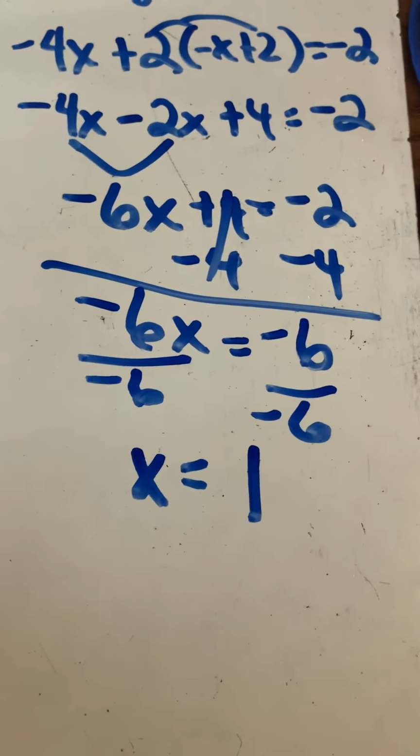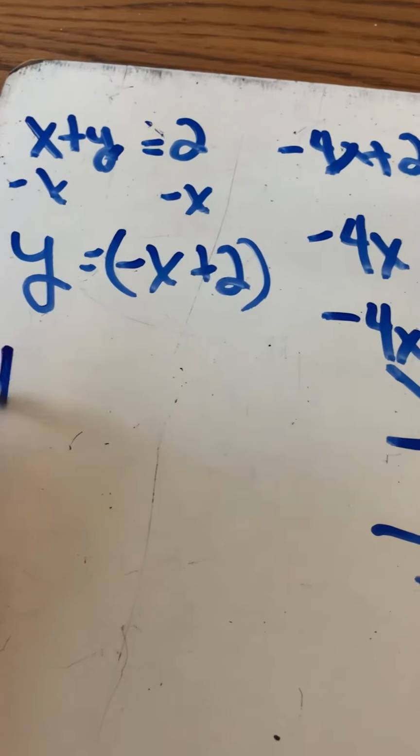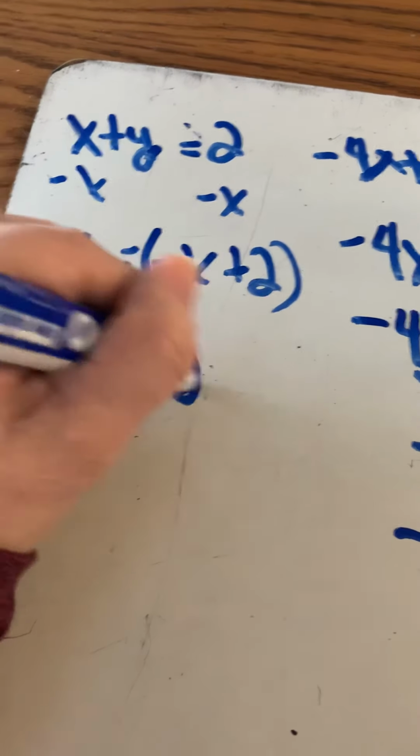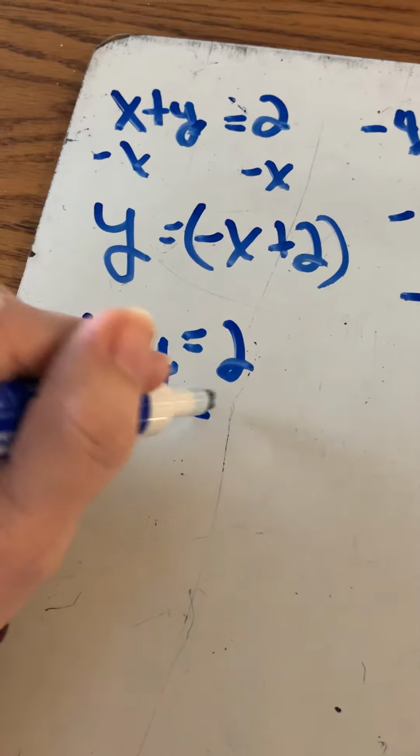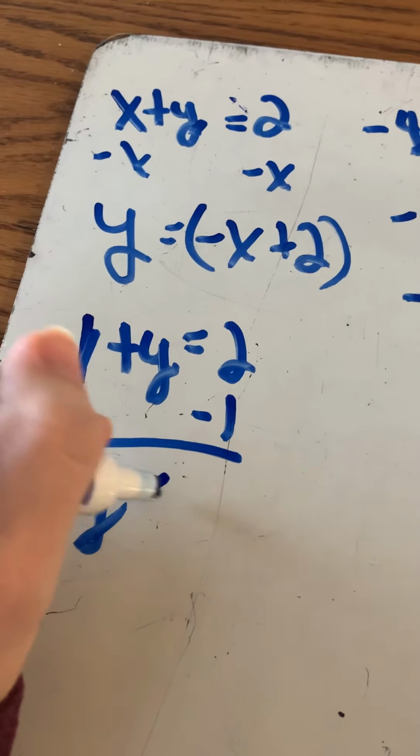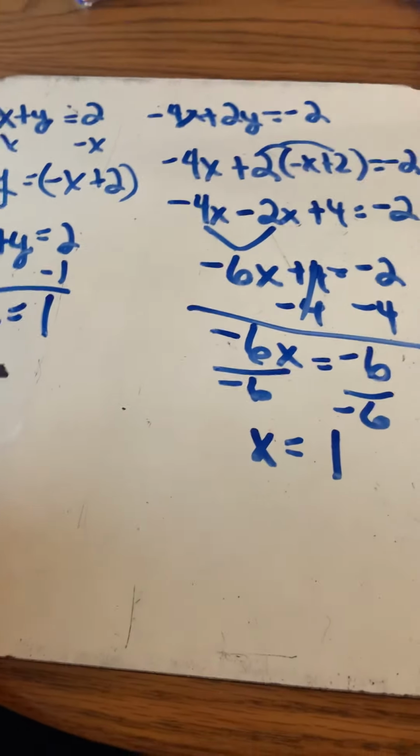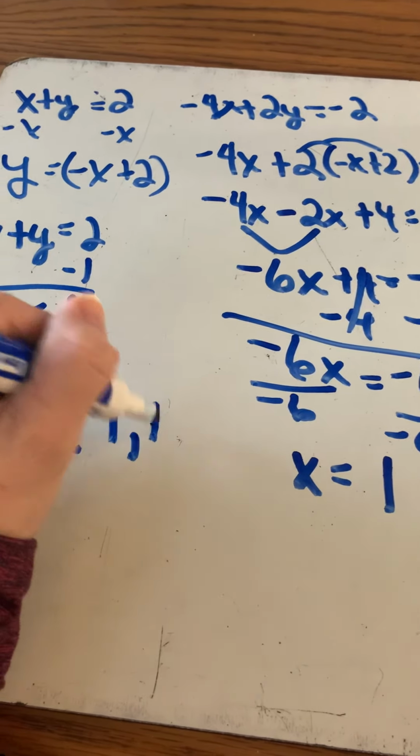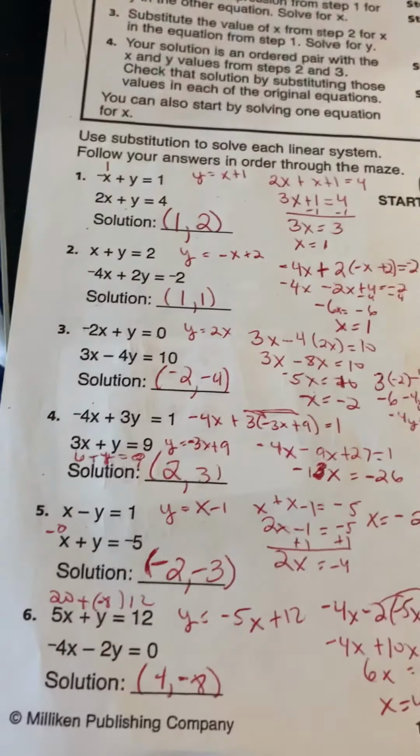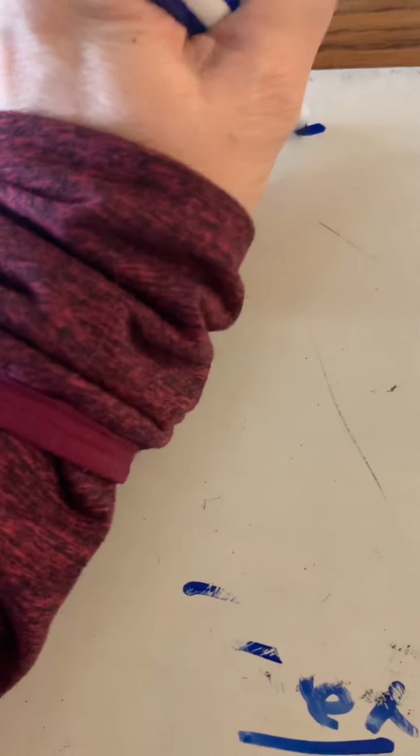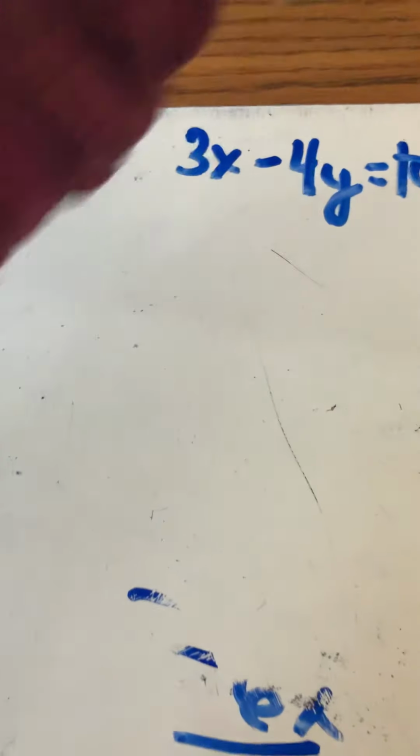So once I know that x equals 1, I'm going to plug it back into this original equation, and I have 1 plus y equals 2. So now subtract 1 from both sides, and y equals 1. So your solution for number 2 is 1, 1. Okay, which is what you have here. So your next one, you have negative 2x plus y equals 0, and you have 3x minus 4y equals 10.